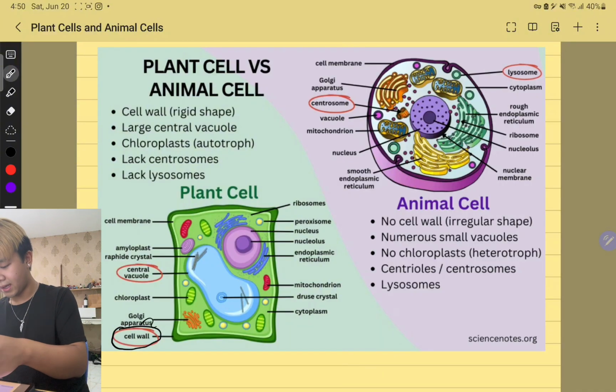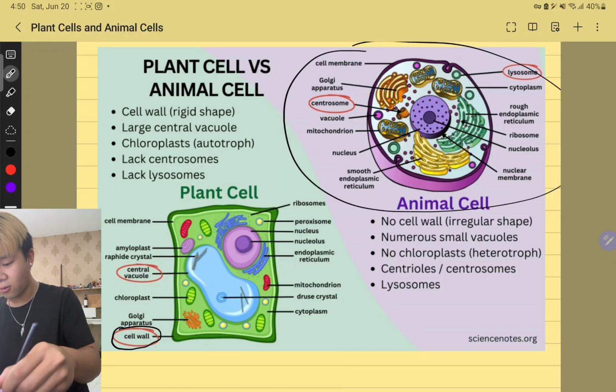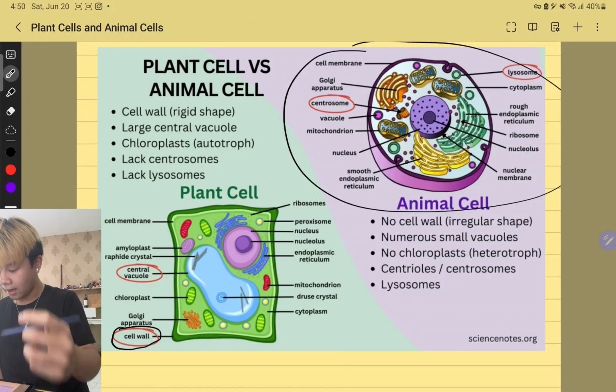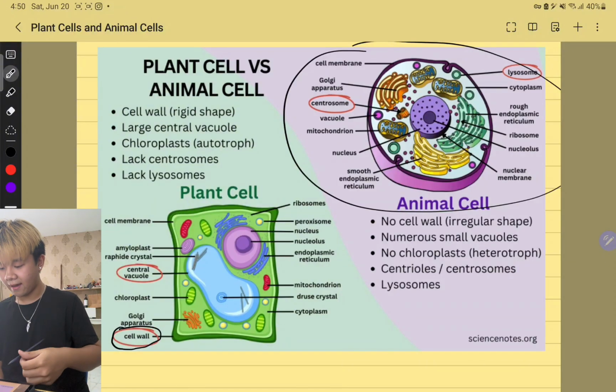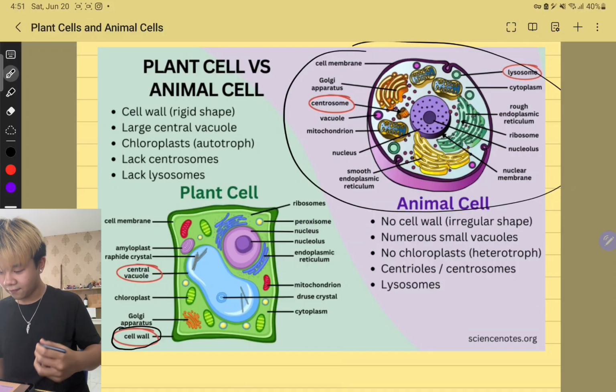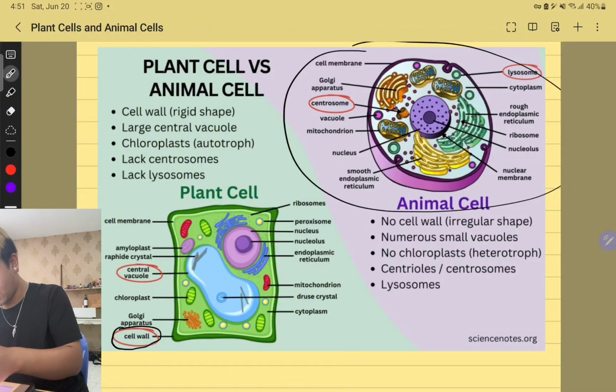So first, in the plant cell, we have what is known as the cell wall. And if you see here in the animal cell, there's no cell wall at all. And secondly, plant cells have this green pigment called chloroplast, right? It's essential for photosynthesis and providing energy for them, which you guys can see right here.